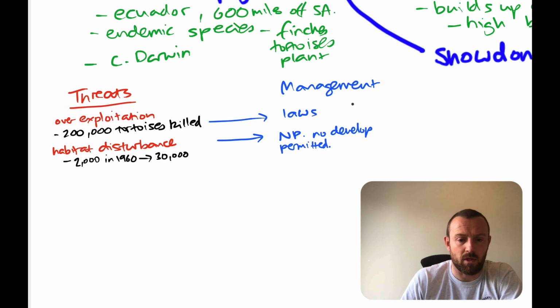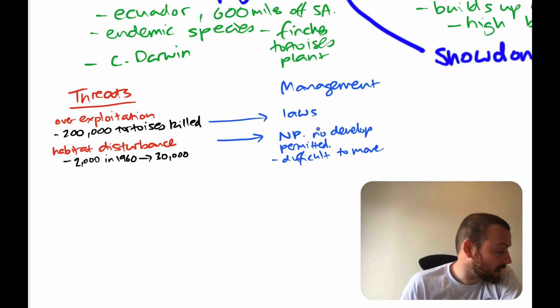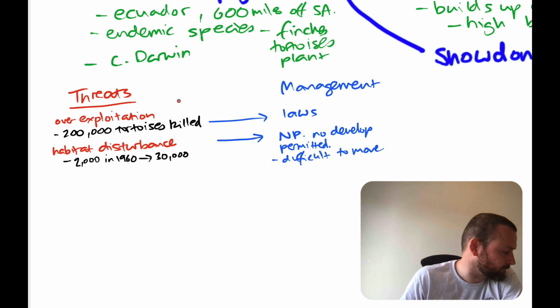So this is one thing that is being done: national park, no development permitted, difficult to move there. Okay, what else? We've got introduced species.